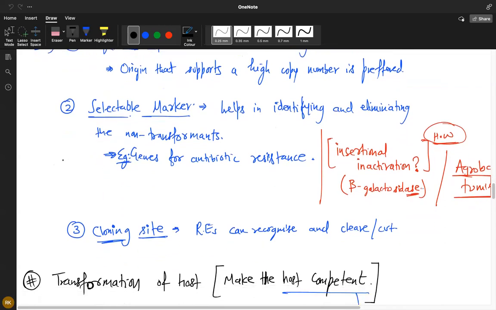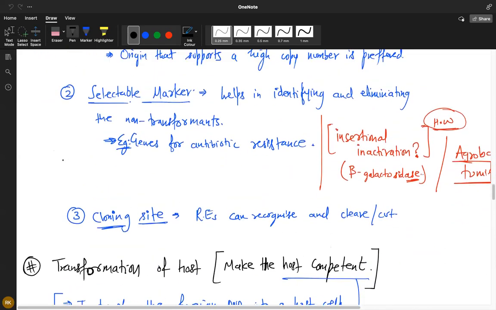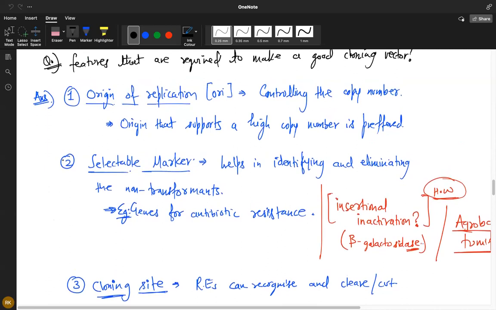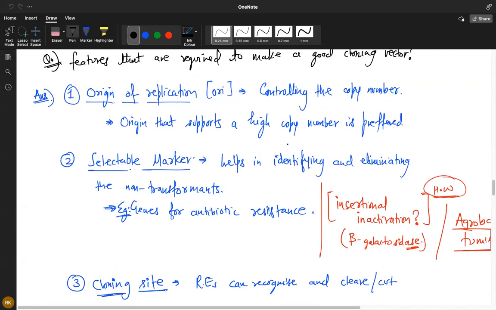Right. Yes. And the third one is cloning sites. To link the alien DNA, the vectors require very few recognition sites for the restriction enzyme. And I do not know any other point for cloning sites.